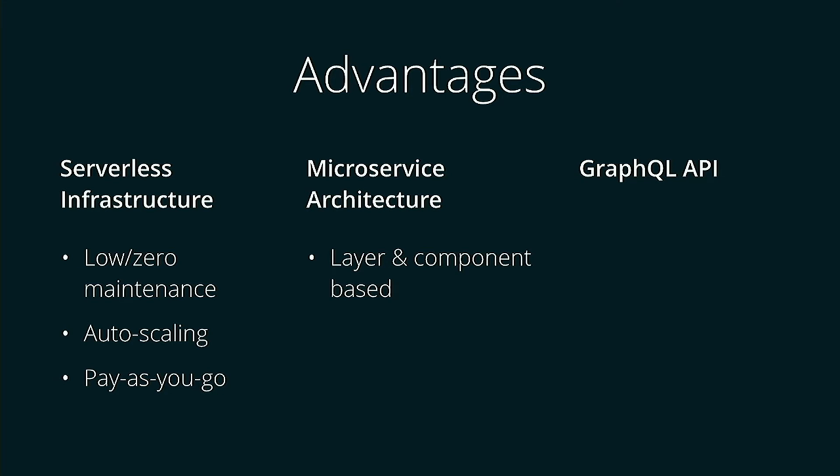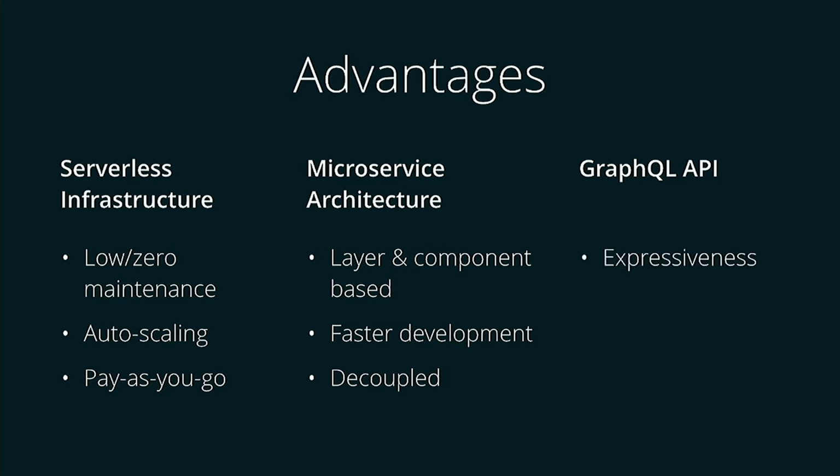Microservice-based architectures are typically, as said, split up vertically and horizontally in layers and components, which on the backend side leads to faster development and typically decouples systems. And GraphQL, where I would like to dive into the most today, gives you just a way more expressive way to query and request data.